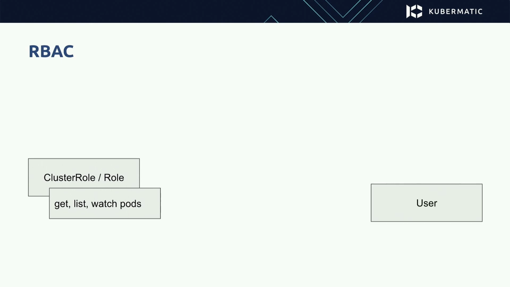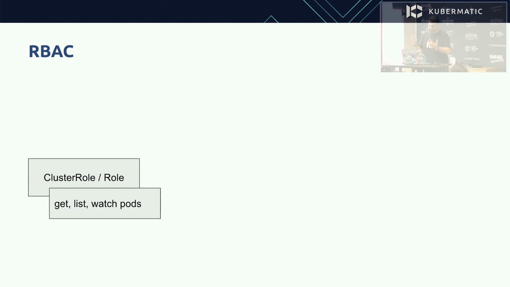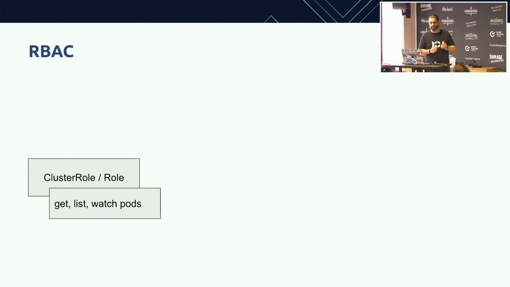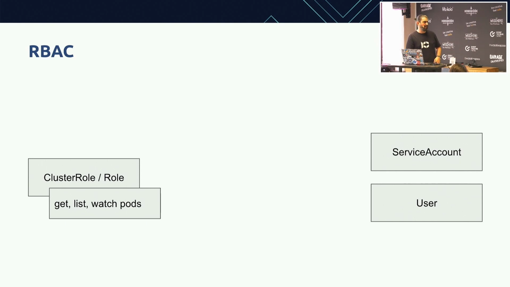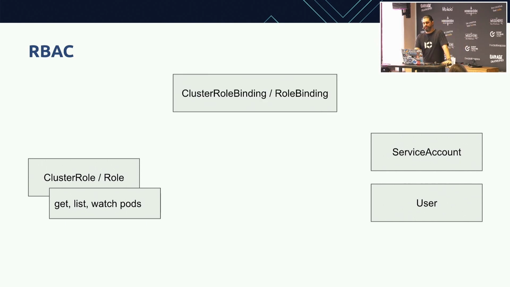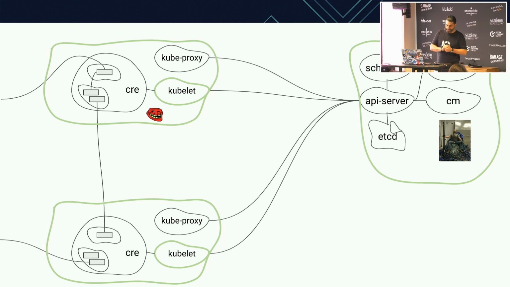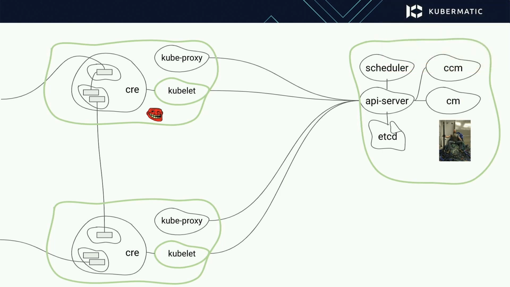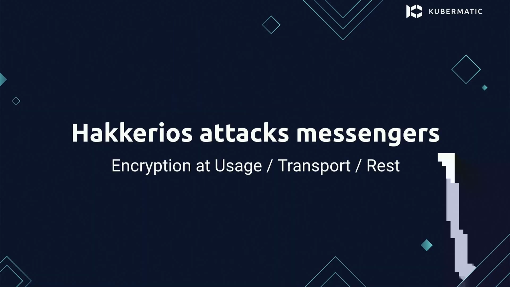And for RBAC, we have two things. It's a ClusterRole, which is valid for the whole cluster, or a Role, which is valid for a specific namespace. So it could be something like get, list or watch pods, or create secrets, delete config maps, whatever, in a role. You can have a user and a service account, and you have the binding to make sure that those roles are bound to those users or service accounts. So when you have those, you also have a more secure container runtime environment, let's say.